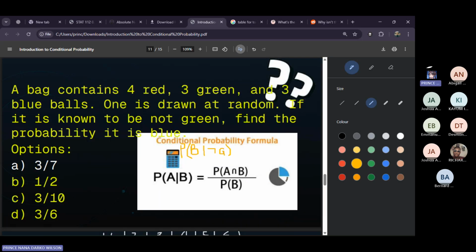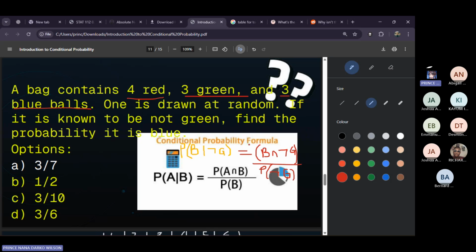According to the question, a bag contains 4 red. Let me use a different colored ink for this one, else it will be mixed up on our faces. So 4 red, 3 green, and 3 blue balls. One is drawn at random. If it is known to not be green, find the probability that it is blue. So the formula will be probability of it being blue, given that it's not green. That will be probability of being blue and not green, all divided by the probability of not being green.